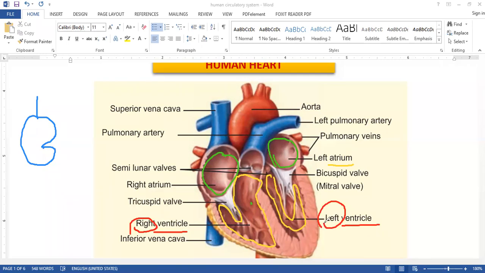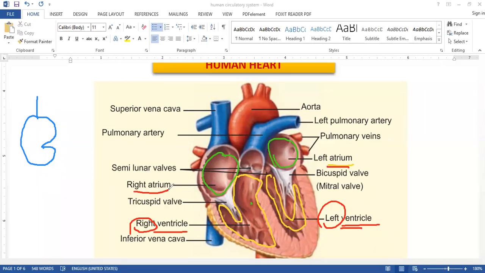So most importantly, in our heart there are 4 main chambers. The upper side is the atrium. The lower side is the ventricle. If it is on the left side, that is called the left ventricle, and if it is on the right side, we call it the right ventricle. And if it is on the right side and the upper side, we call that the right atrium.